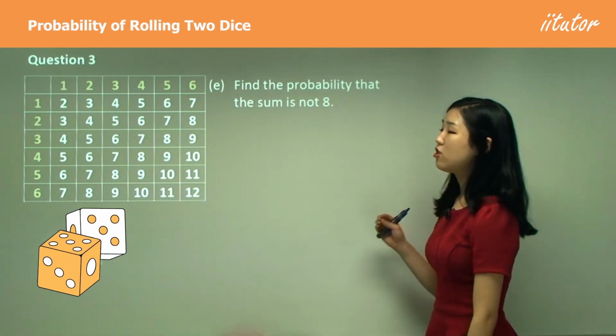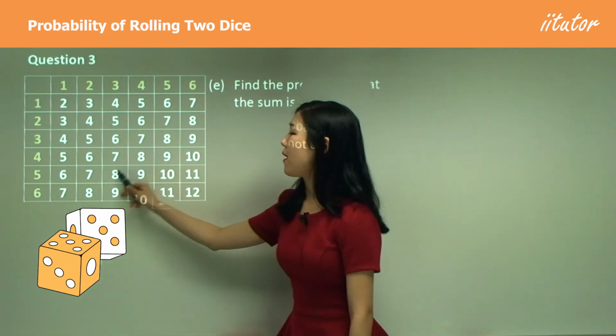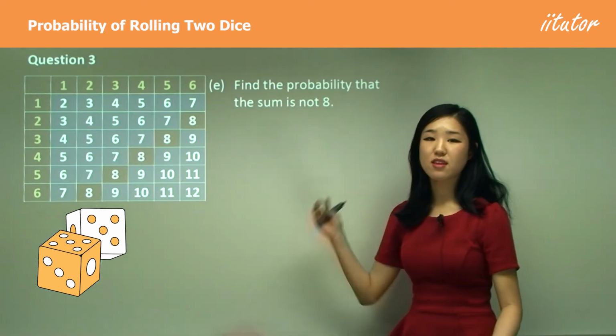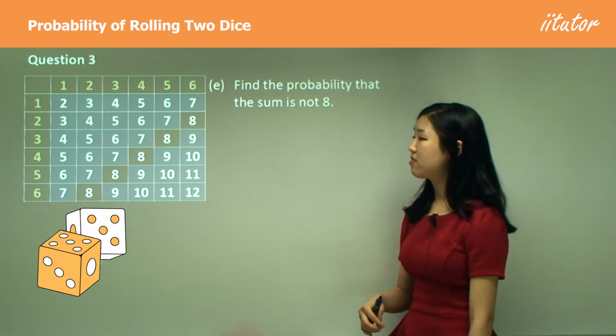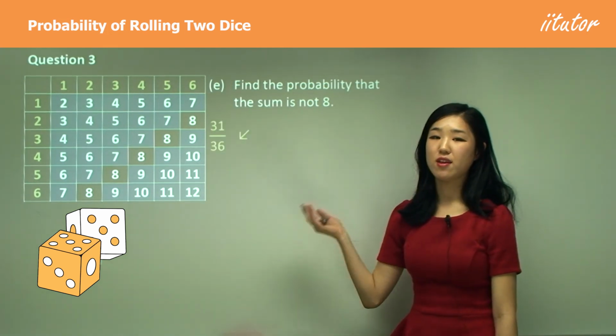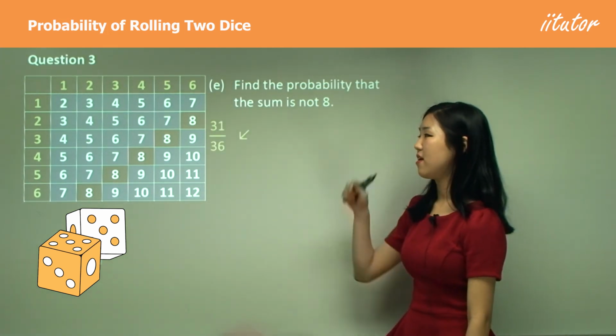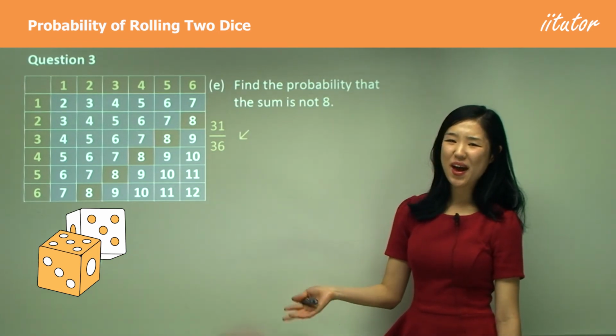Probability that the sum is not 8. So it's anything but this part here. So anything else except for the ones that have 8. So count them up, and you'll see that that's 31 over 36, and you can't simplify that any further, so that's the answer.